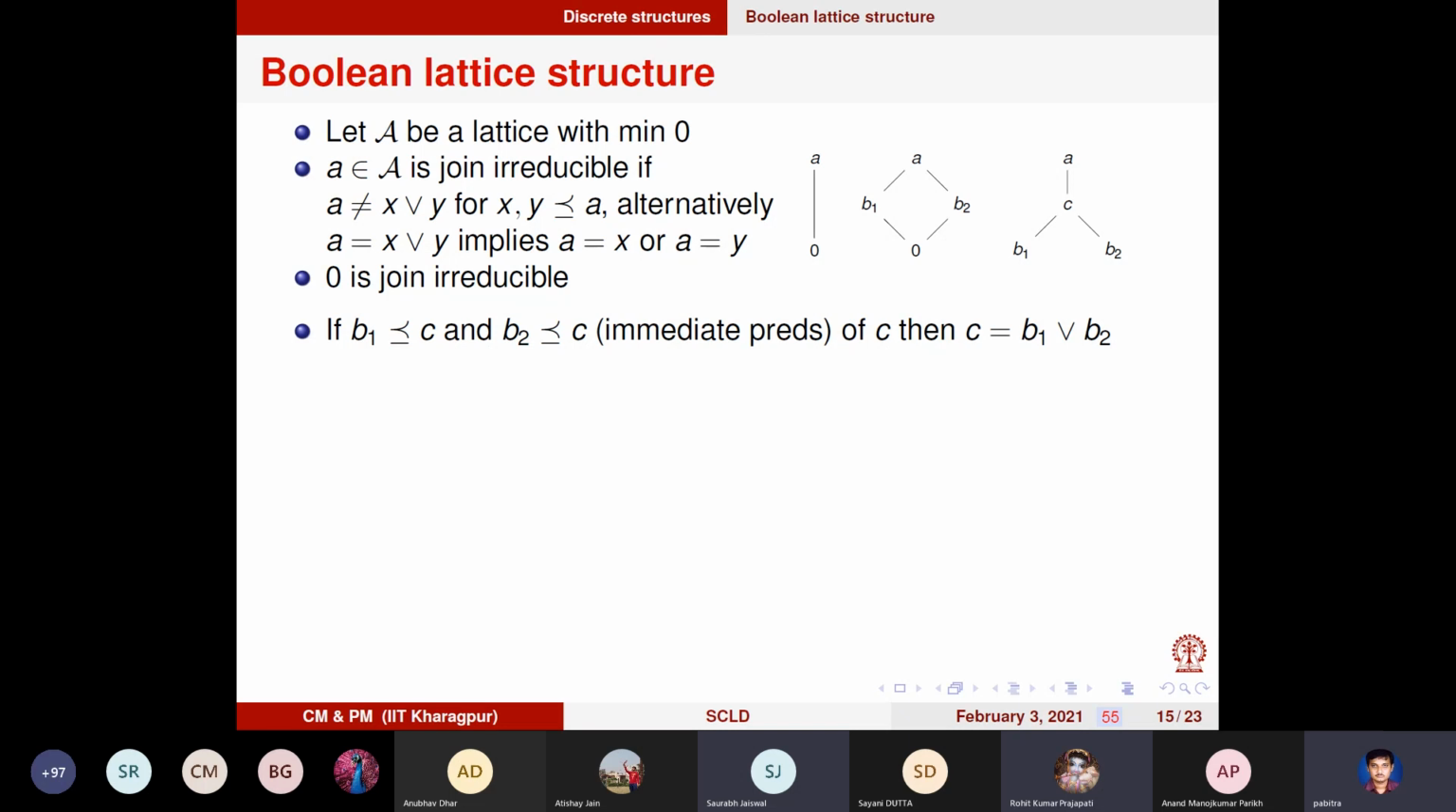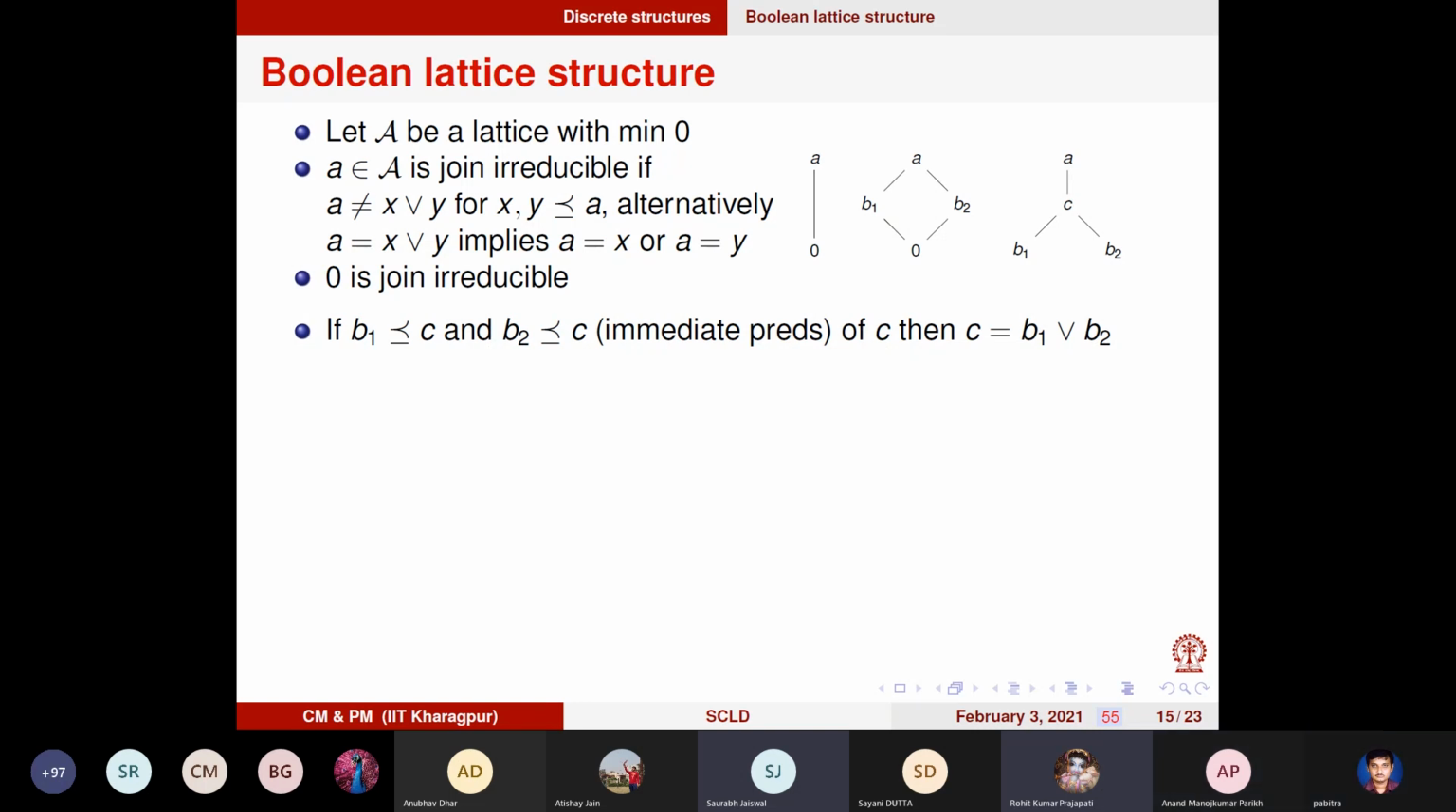Let us look at the second lattice, B1. Is B1 join irreducible? Is A join irreducible in the first one? Why, sir? Because if you take two other elements, 0 and A, can't we take 0 and 0? No.